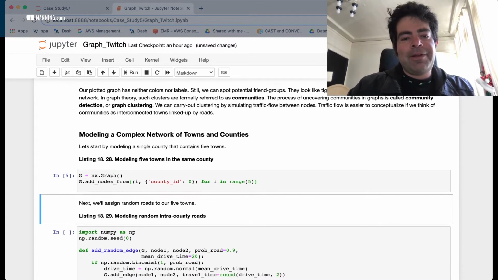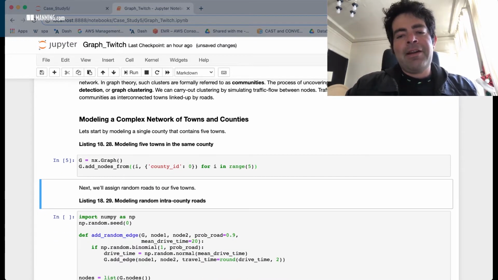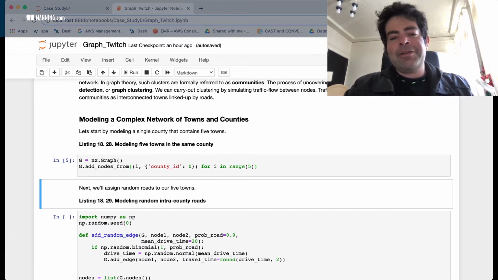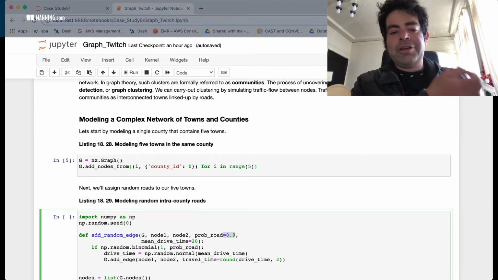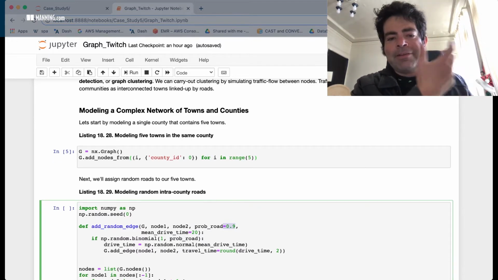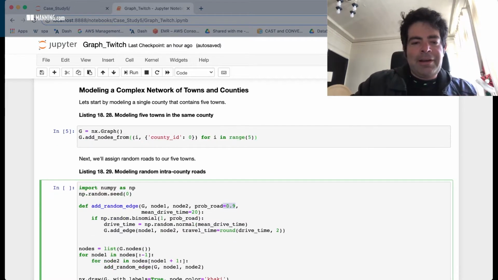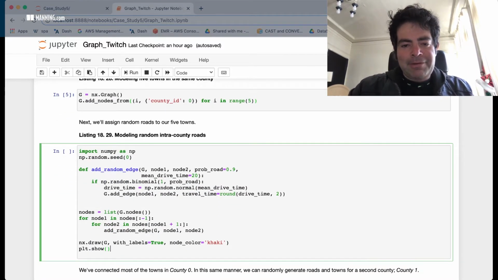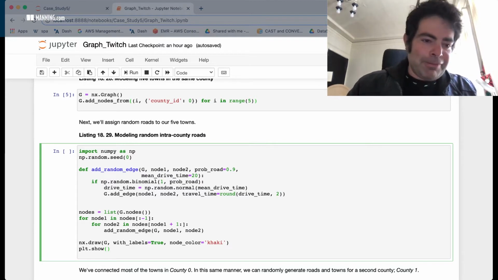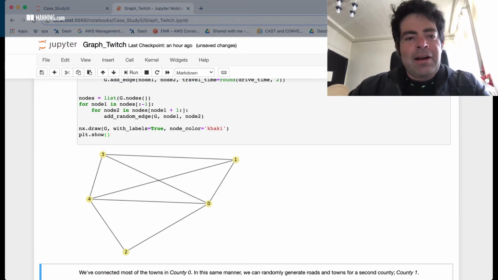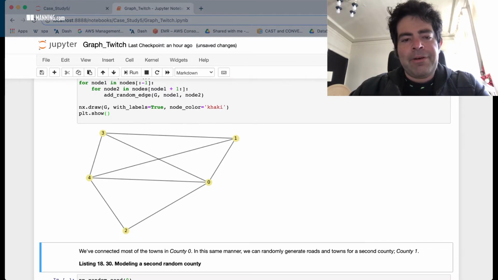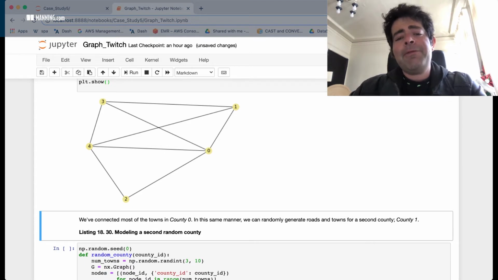And we're going to assume that if towns are in the same county, then it's very, very likely that there's a road between them. We're going to assume that 2 towns in the same county have a 90% chance of having a road between them. So let's randomly simulate roads between pairs of towns in the county, and after our simulation is complete, we'll visualize the result. So here we have a single county with 5 towns tightly interconnected by roads. We see there's a road from every town to every other town. And so we've created county 0.